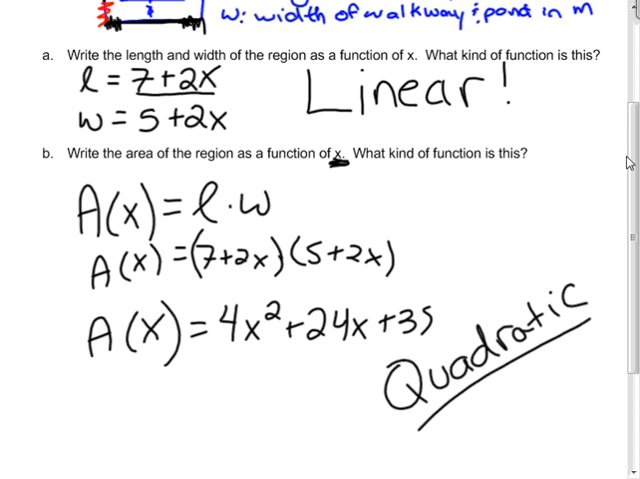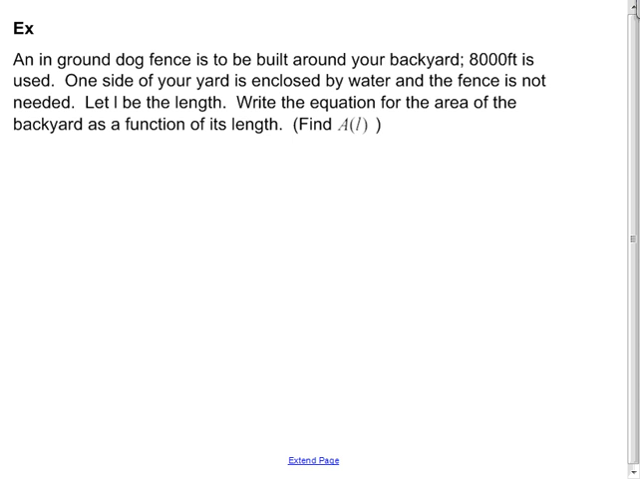I've got one more area model, and then we're going to get into some standard form types of problems. So an in-ground fence is to be built around the backyard. 8,000 feet is used. One side of your yard is enclosed by water. So here's my water.